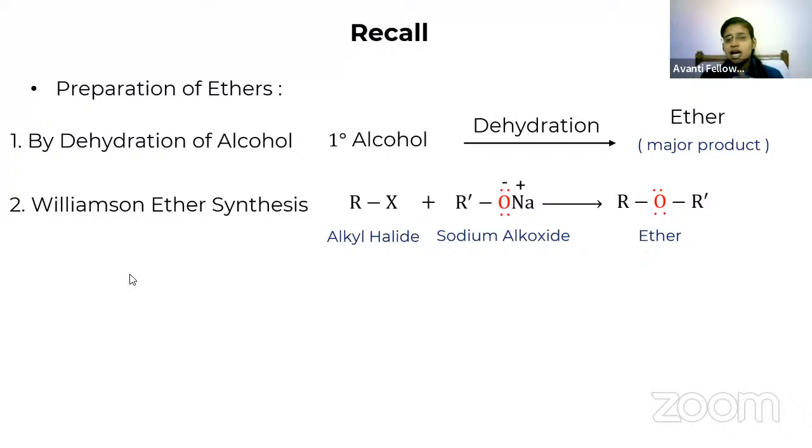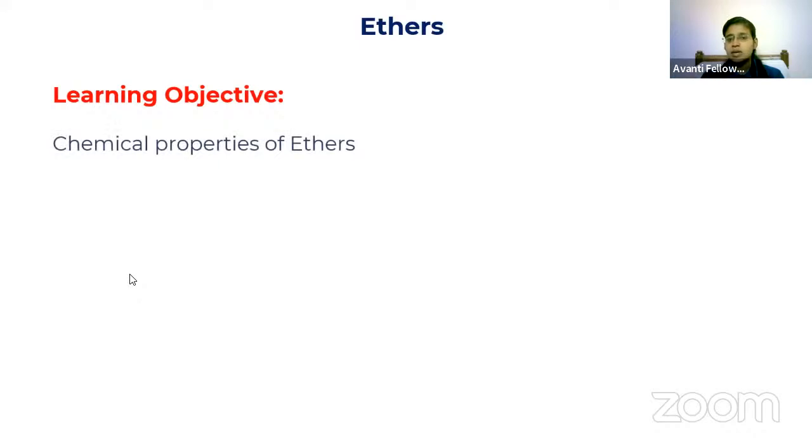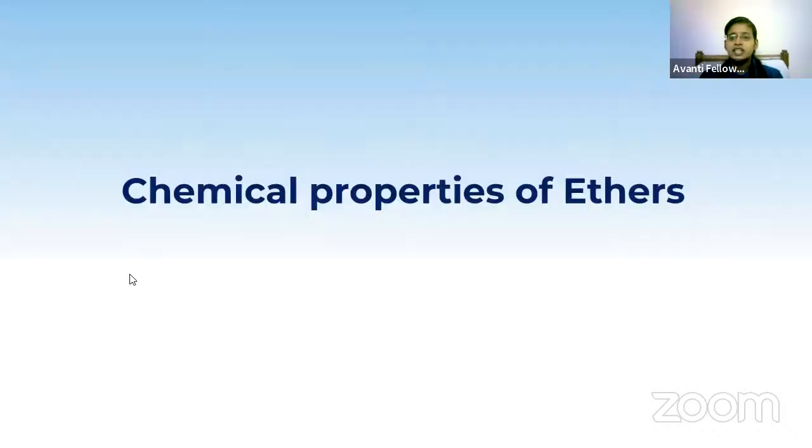After that, we did some information about the physical properties, like the boiling point and the solubility criteria of the ethers. Now, moving ahead with today's topic. The learning objective for today's session is chemical properties of ethers. This is the last topic of this lesson, so let's go ahead with the chemical reactions of ethers.